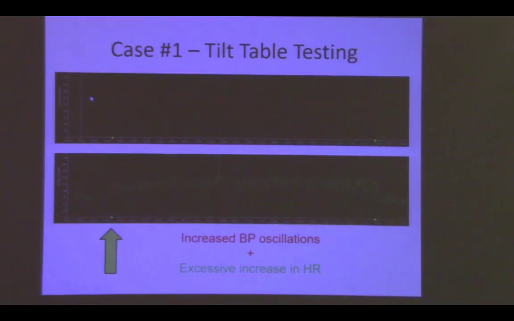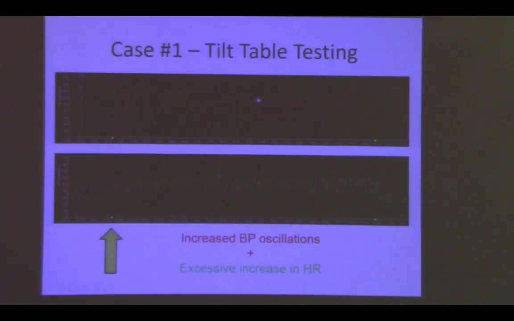This is her systolic blood pressure and her diastolic blood pressure, that top and bottom number. And this is a heart rate line here, the green line, in response to tilt table testing. Here's where she goes from lying down to standing up attached to that tilt table. At this line here is where her blood pressure starts to oscillate.